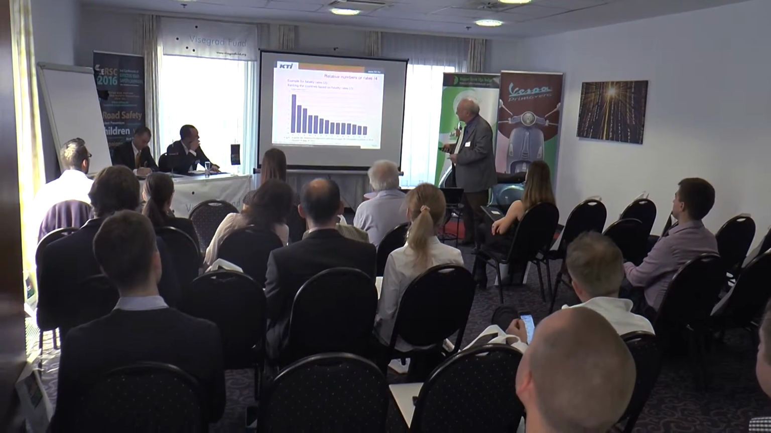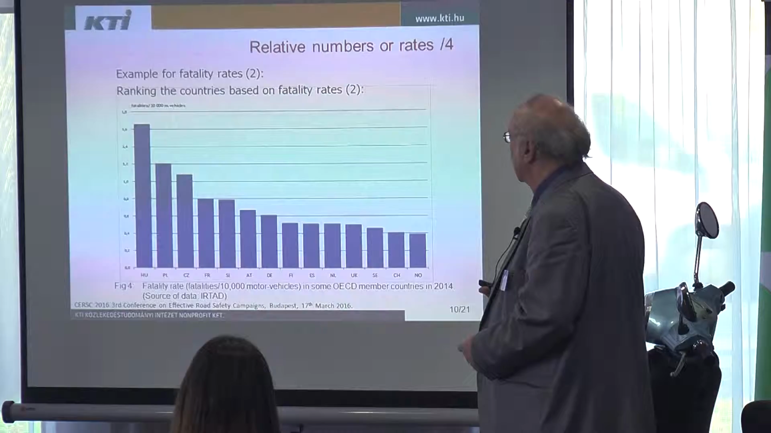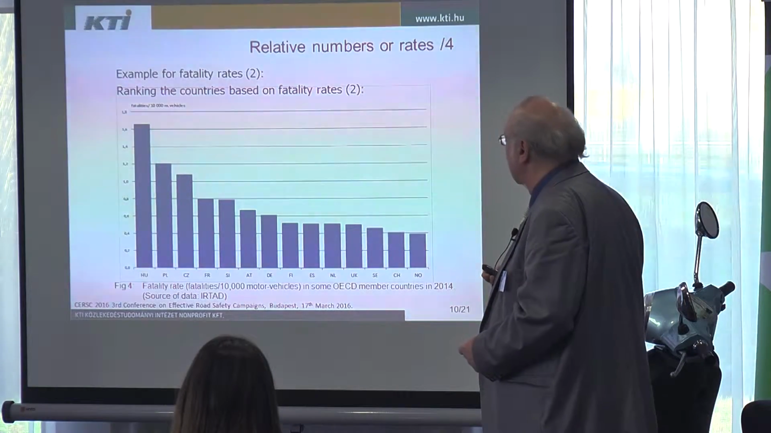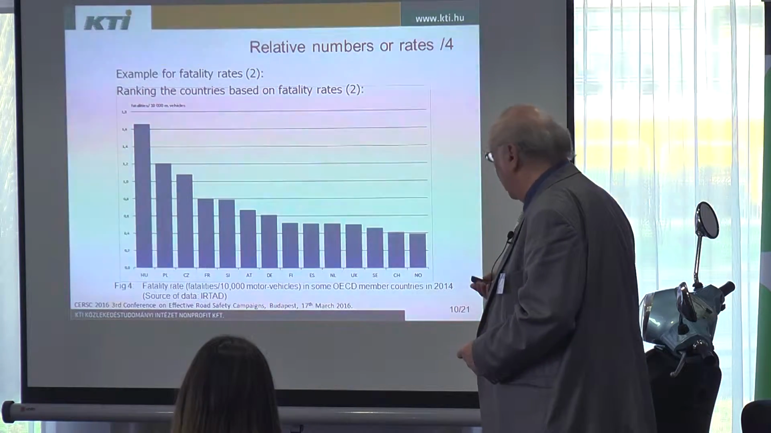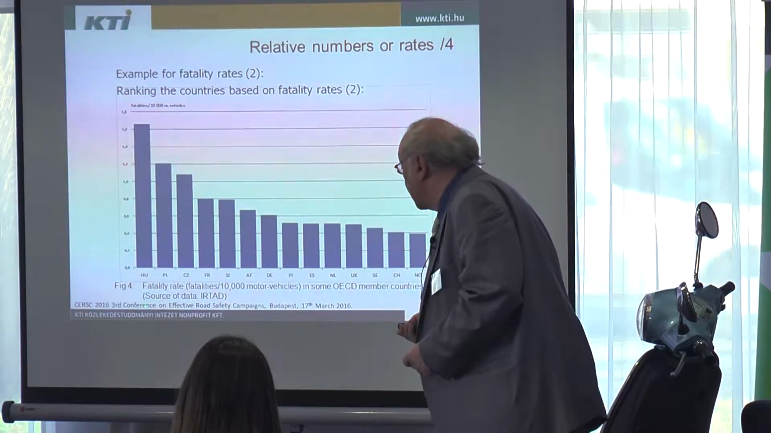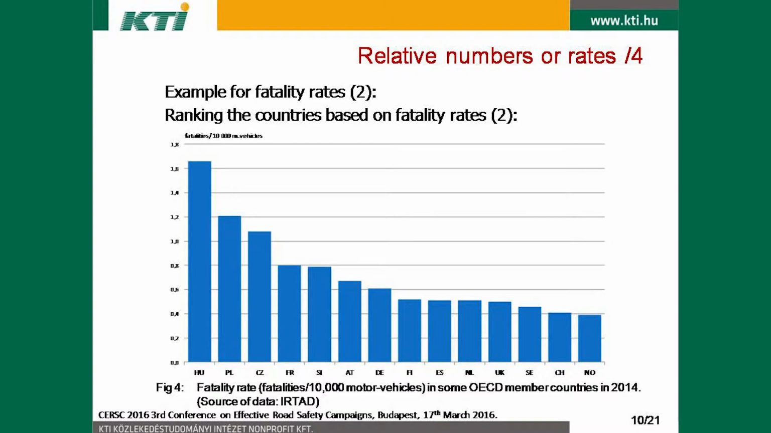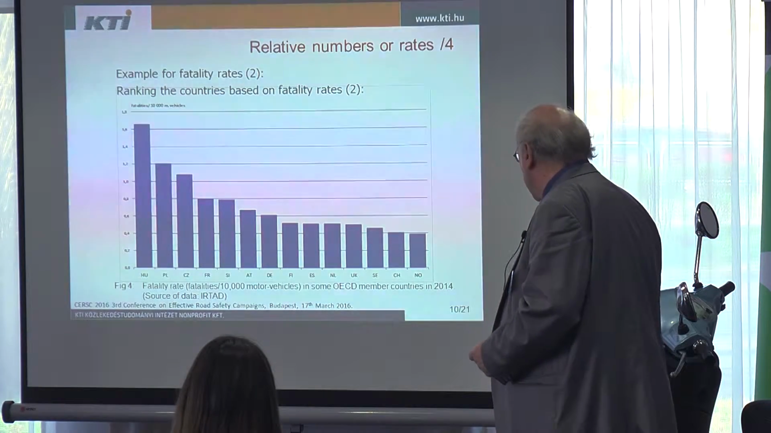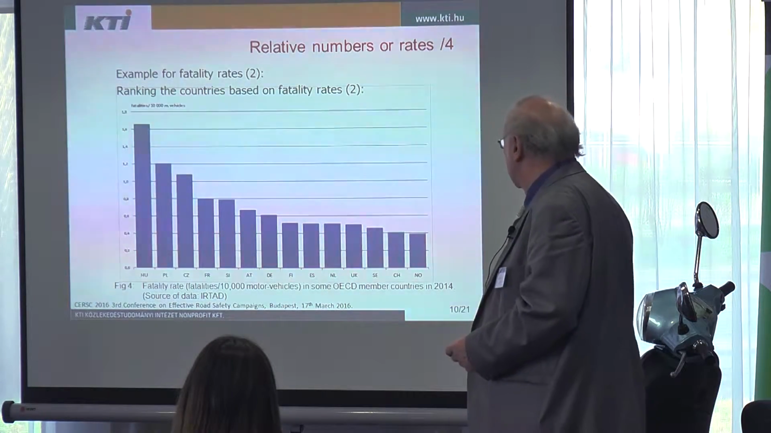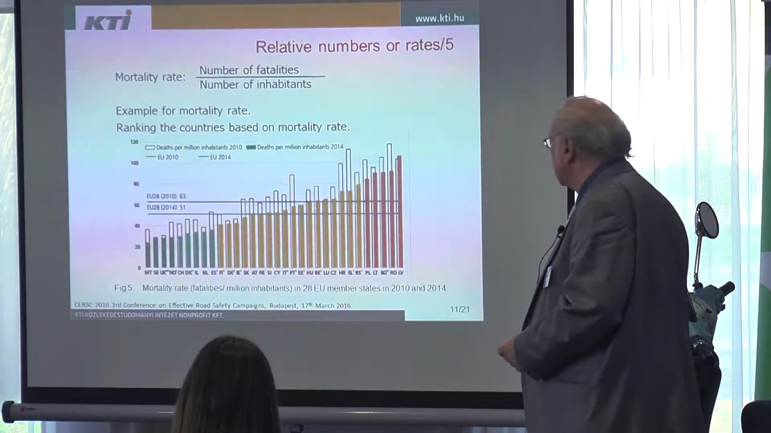Also, the second kind of fatality rates, ranking the countries based on fatality rates, means the number of fatalities divided by the number of motor vehicles. Unfortunately, we can't be very proud of this. So you can see here Czech Republic, Poland, and so on, and it's a very, very bad value. And here you can see the best countries: Norway, Switzerland, Sweden, United Kingdom, Netherlands, and so on.